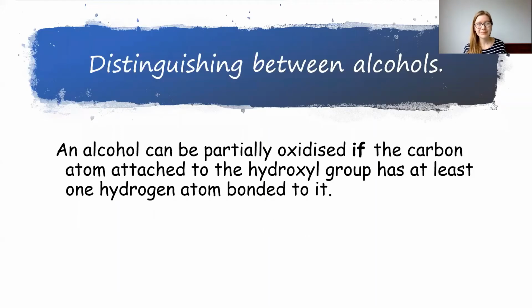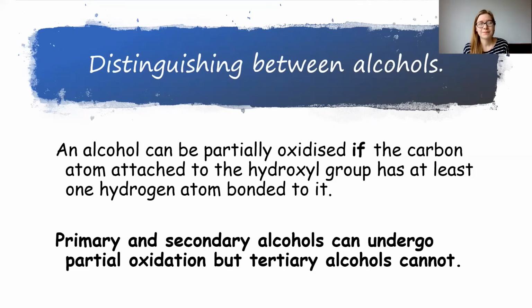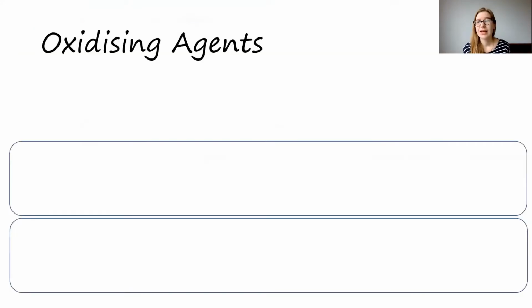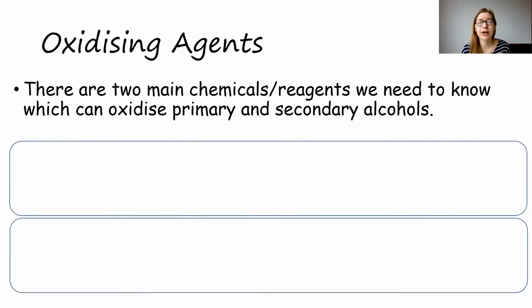So the key message here is that primary and secondary alcohols can undergo partial oxidation, but tertiary alcohols cannot. We need to know about the oxidizing agents that can carry this out. So there are 2 main chemicals or reagents we need to know which can oxidize primary and secondary alcohols.